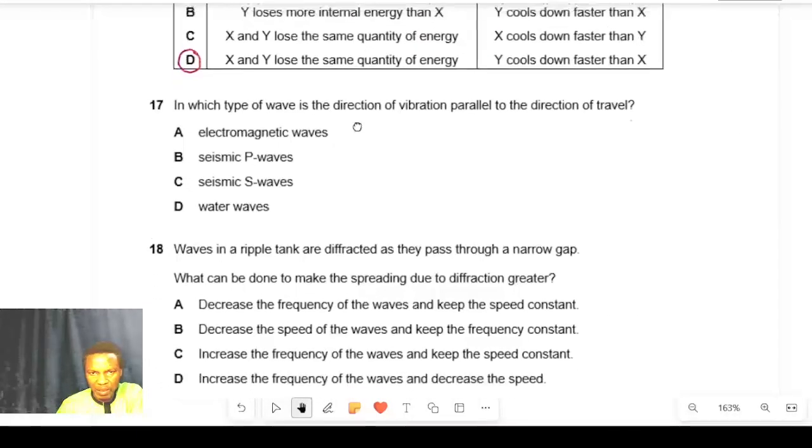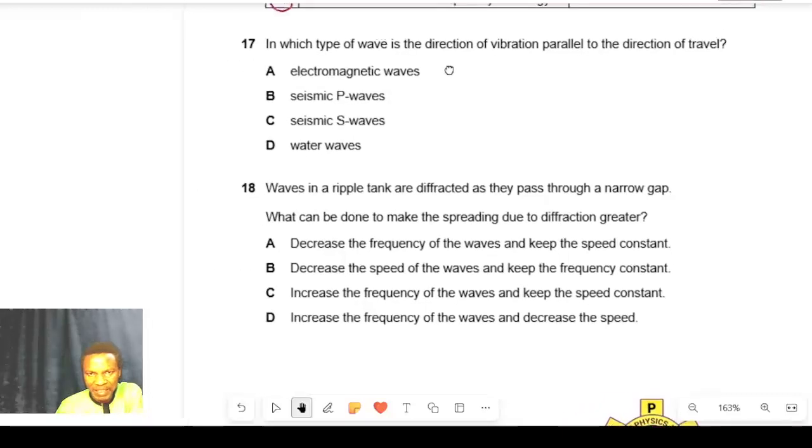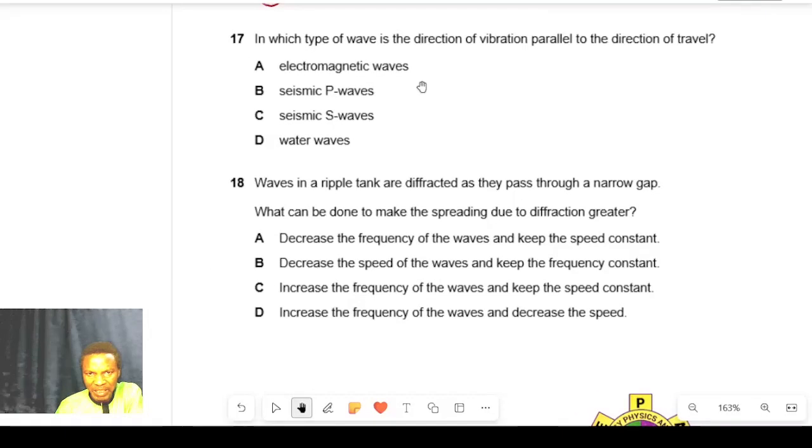So let's go to question 17. In which type of wave is the direction of vibration parallel to the direction of travel, the propagation of the wave? So if you look at this one, when the direction of particle vibration in the medium is parallel to the direction of propagation, that is an example of a longitudinal wave.